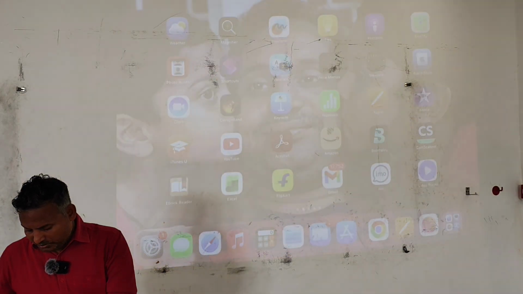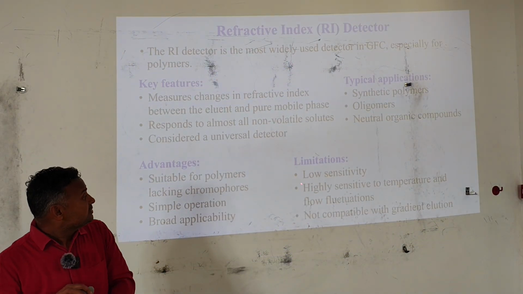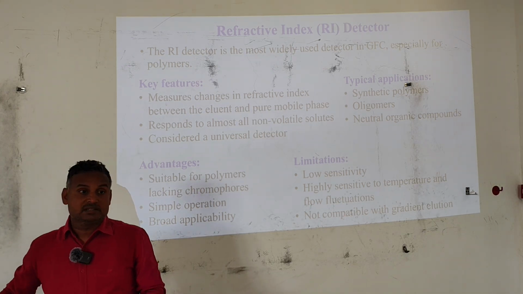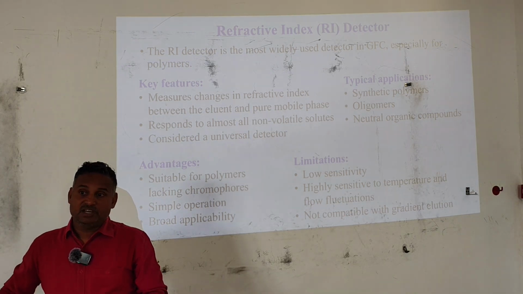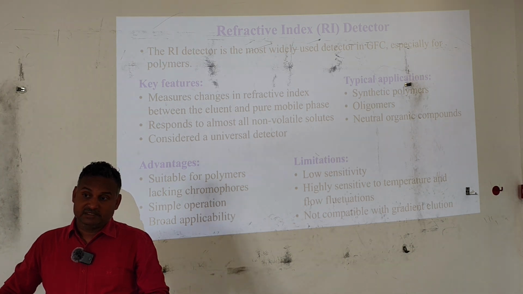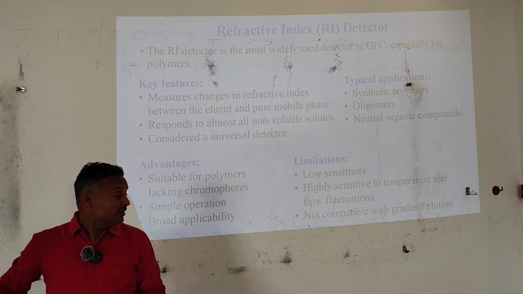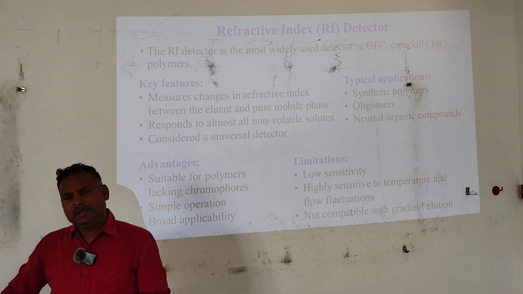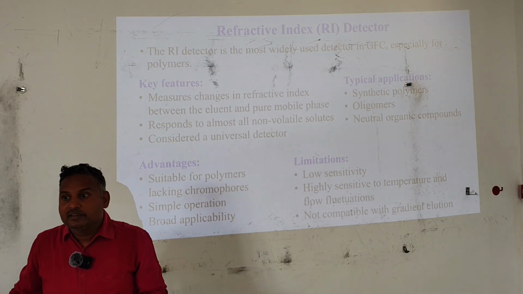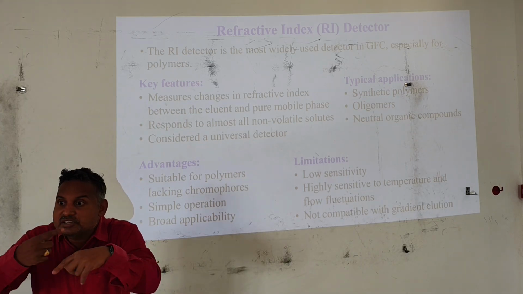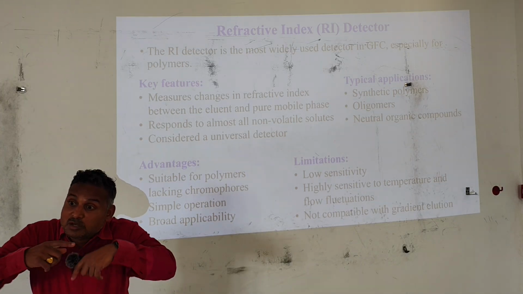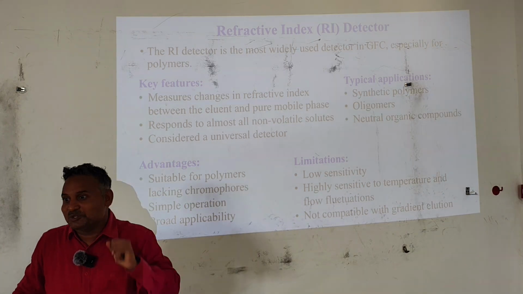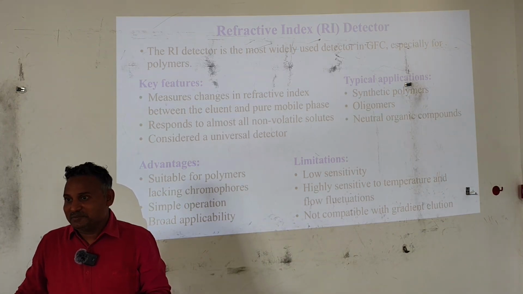The refractive index detector is not compatible with gradient elution. That means we are losing a great facility. If you are using a refractive index detector, you cannot use the gradient elution technique. Now you may have the doubt, why? Because the solvent composition is continuously changing. The refractive index will change for the solvent itself, not for the solute. Are you getting it?